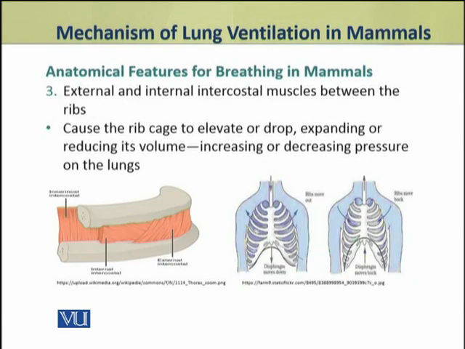The third anatomical feature facilitating breathing is the presence of external and internal intercostal muscles between the ribs. पसलियों के दरमियान में जो muscles हैं, वो intercostal muscles कहलाते हैं, और ये दो तरह के हैं, external और internal costal muscles. ये जो दोनों muscles हैं, ये breathing में important role play करते हैं, क्योंकि they cause the rib cage to elevate or drop. ये rib cage को ऊपर और नीचे movement देते हैं. As a result, they expand or reduce its volume. As a result, pressure on the lungs is increased and decreased rhythmically.